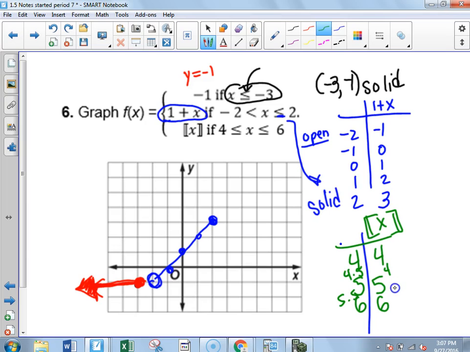5.5 would be 5. So it starts at 4, 4 with a dot, and that goes all the way over to 5, but it's an open circle. Then it jumps up to 5, goes over to 6, and it's an open circle. Then it jumps up to 6 with a solid dot, and I'm supposed to stop. That's the part I would have done wrong. I either would have forgot the dot at 6, or I would have made the line going over.